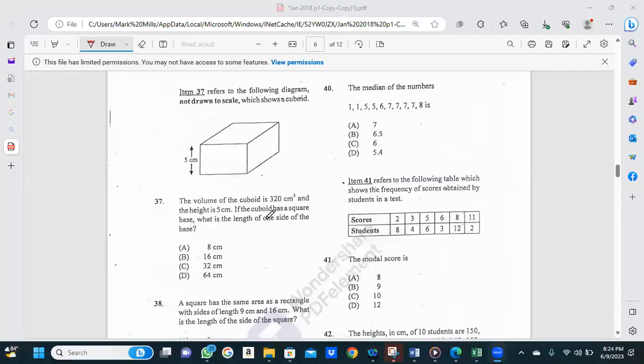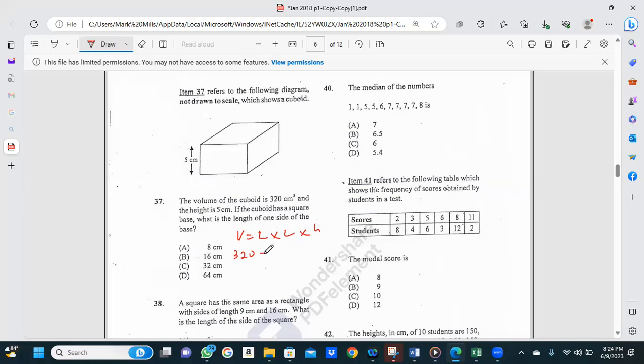So they say the volume has a square base. If you have a square base, the volume is going to be the length times length, because the base represents a square, times the height. So the volume is 320. The length times the length would be L squared times the height, which is 5. So we get 320 divided by 5 is equal to L squared.